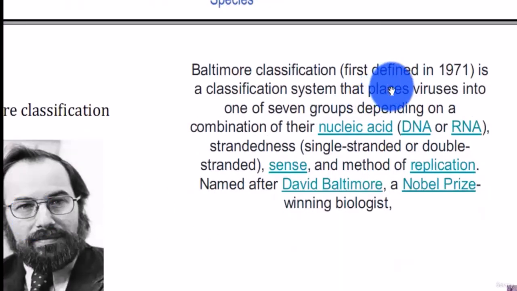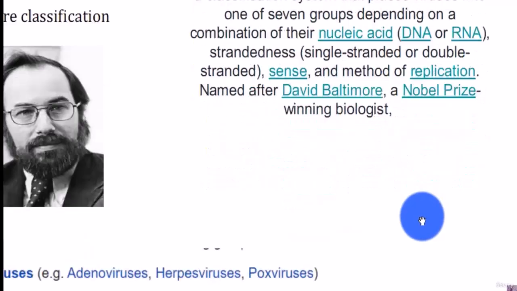Baltimore classification, first defined in 1971, is a classification system that places viruses into one of 7 groups depending on a combination of nucleic acid, DNA or RNA, strandedness, single-stranded or double-stranded, sense, and method of replication. It is named after David Baltimore, Nobel Prize winning biologist.